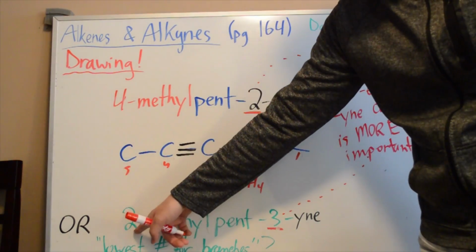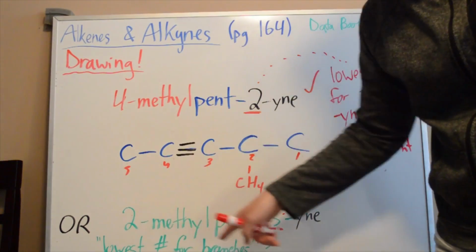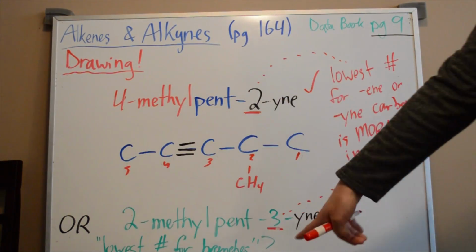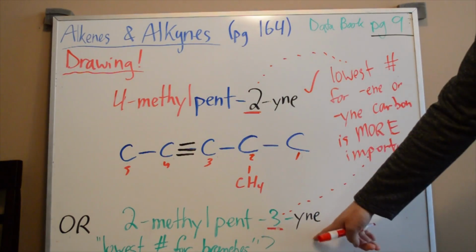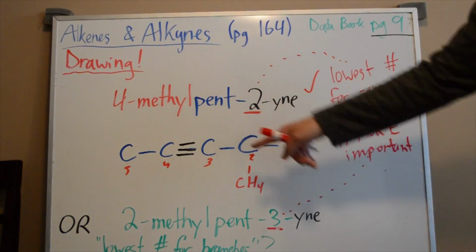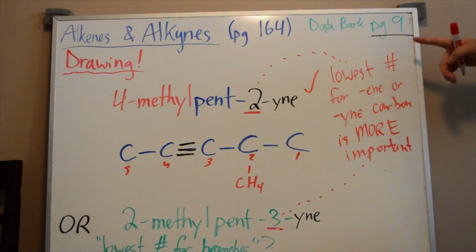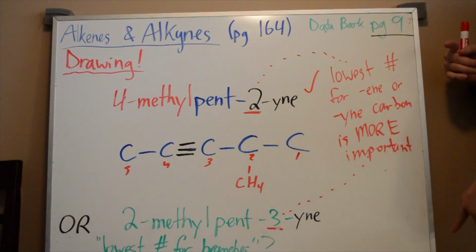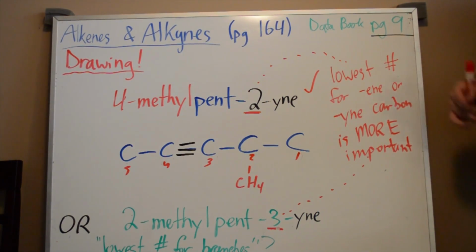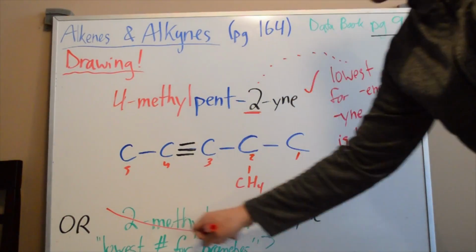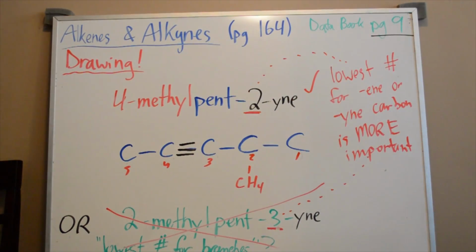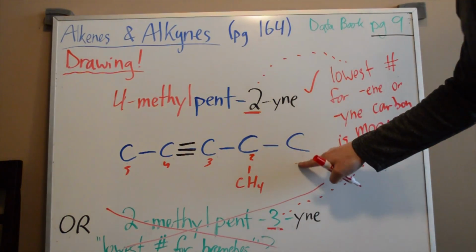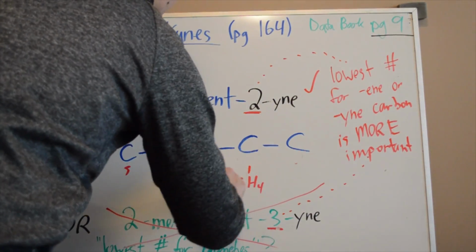So even though, oh yeah, we have a lower number with 2-methyl-pent-3-yne for the branch, 2 is lower than 4, problem, the 3 part of the pent-3-yne is a bigger number than the 2 over here. Why is that a problem? We need the lowest number for the ene or the yne ending part because it's more important. Okay? So that's why this name would actually be incorrect and this name would be correct, and that's how we would get the drawing for that molecule over there.